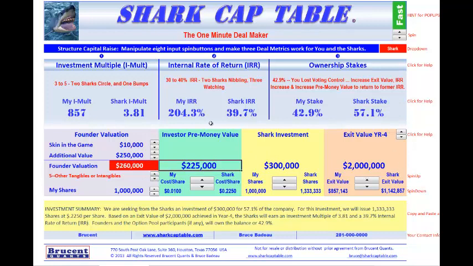So, what kind of a deal have we constructed here? Let's look at the metrics. Shark I multiple is 3.81. The red logic says it's so-so. 39% internal rate of return. Red logic says 30 to 40% internal rate of return. 2 sharks nibbling, 3 watching. Yeah, so it's not so good. The worst part about it is you've lost control. They have 57 to your 42. Got to do something about this.